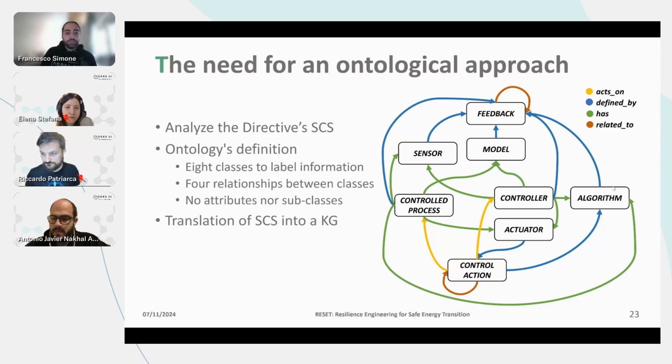Of course, all these entities connect to each other, and so we have types of relationships too. For example, we can see the red arrows: a controlled process could have a sensor here, or a control action can act, the yellow arrow, on a controlled process. Next slide.